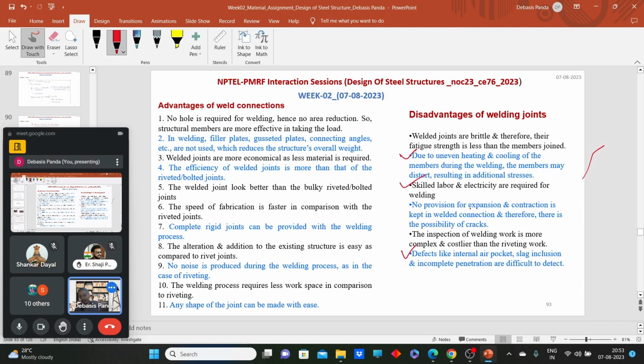So we have advantages, like we don't need to make holes, so eventually we can transfer more load and efficiency will be more. This is also an important point: we can make any kind of shapes using a welded joint, right? To make a bolted joint, we either need to lap it or place it face to face and make a joint. Here we can make any kind of joints using welds. So yes, now we have the essence of why we need this kind of connection too.